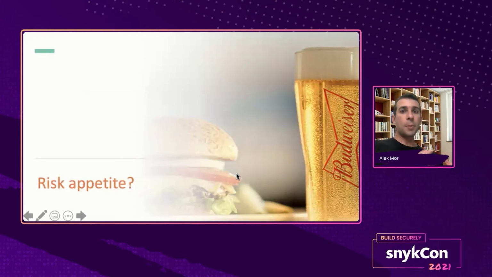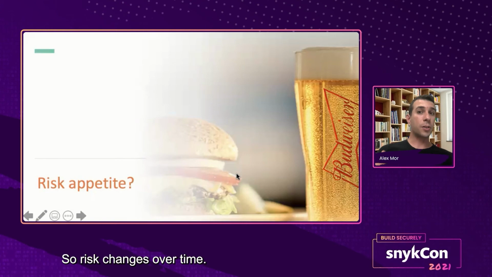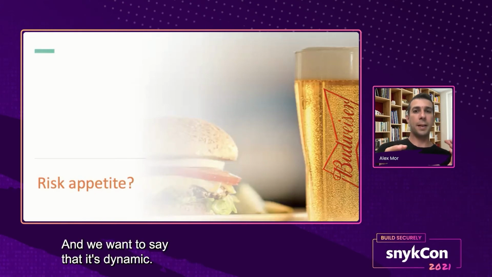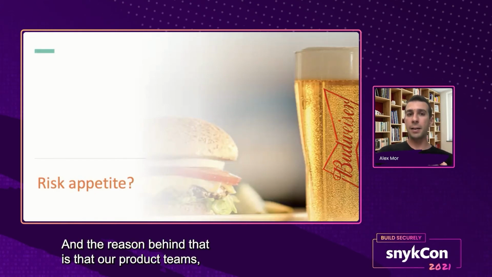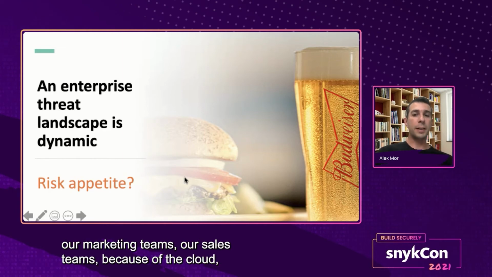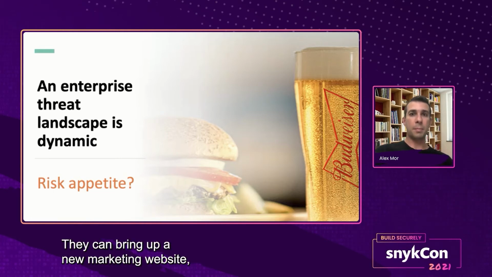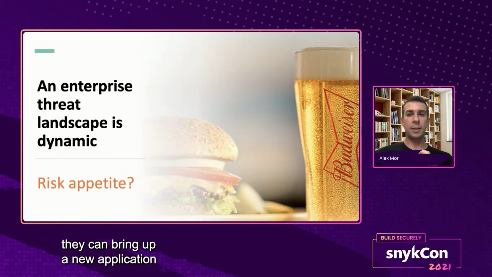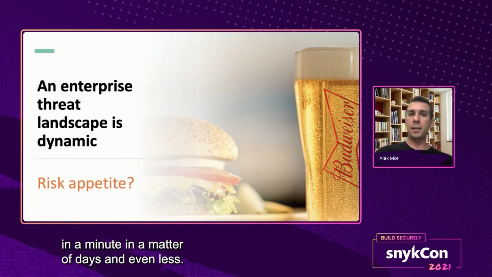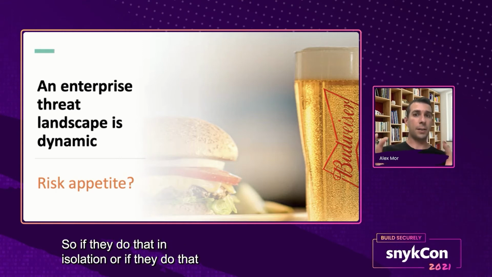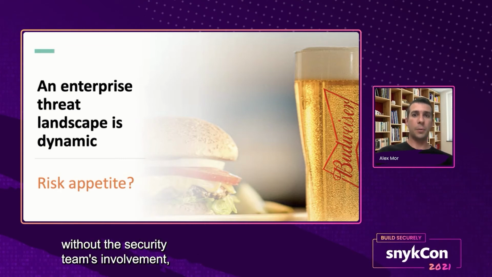So how about risk, right? Risk changes over time, and we want to say that it's dynamic, and the reason behind that is that our product teams, our marketing teams, our sales teams, because of the cloud, they can buy a server, they can bring up a new marketing website, they can bring up a new sales portal, they can bring up a new application in a matter of days, right? And even less. But if they do that in isolation, or without the security team's involvement, we have only partial visibility on that.